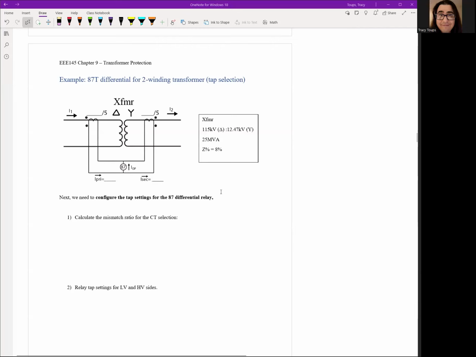non-ideal CT ratios. Okay. So let's go ahead and take that 15-20 minute break, and we'll come back in a little bit and see what you guys design. We'll talk to you in a little bit.